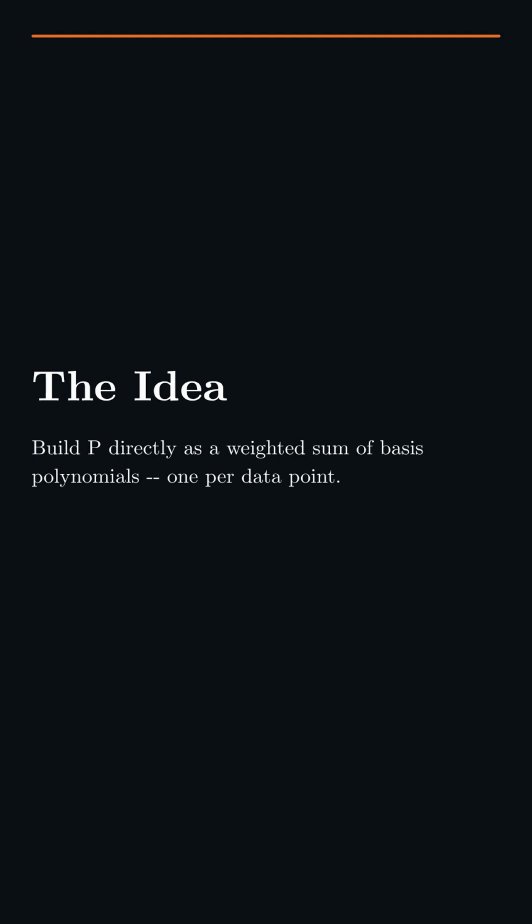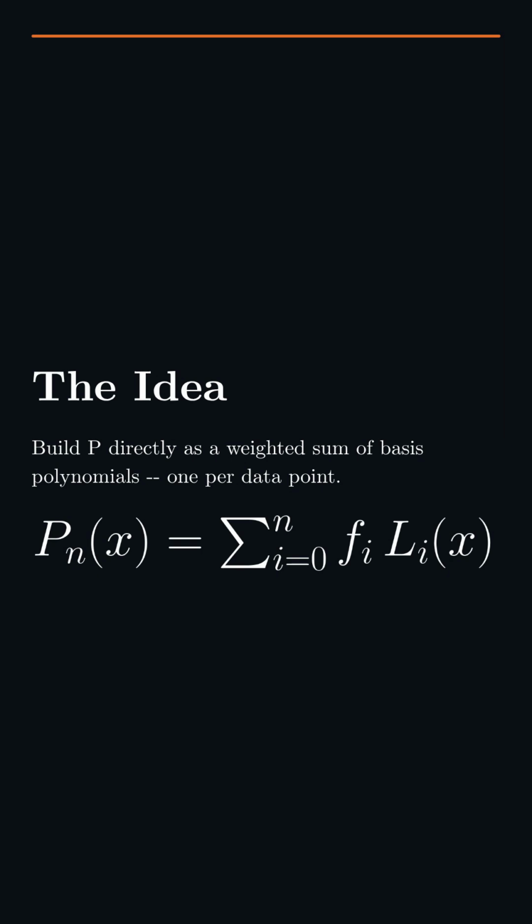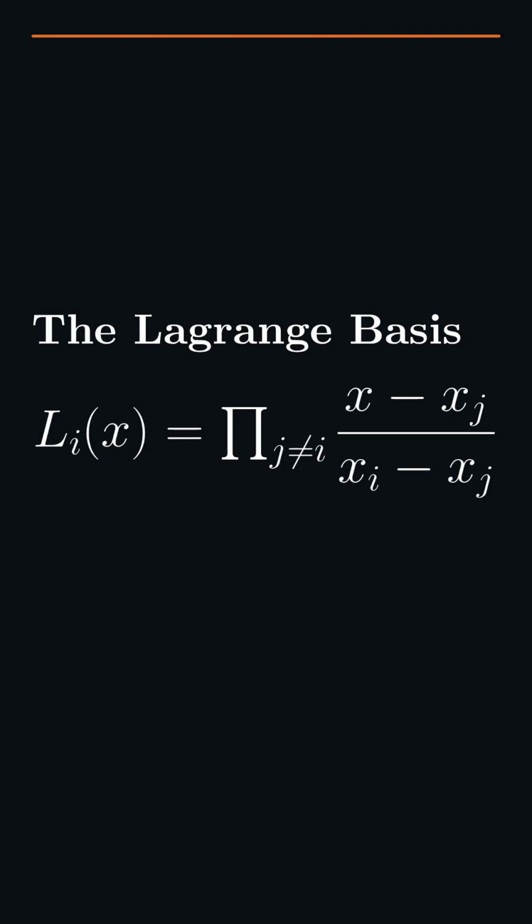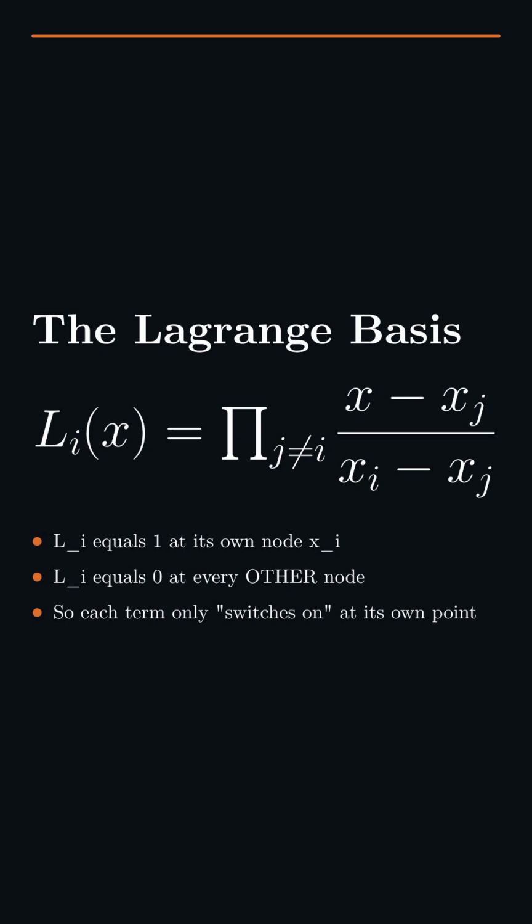Instead of solving a big system of equations for the polynomial's coefficients, build P directly as a weighted sum of basis polynomials, one basis polynomial per data point. P sub n of x equals the sum over i of f sub i times L sub i of x. Each L sub i is built from a simple product. L sub i of x is the product over every other node j of x minus x sub j divided by x sub i minus x sub j. The key property, L sub i equals 1 at its own node and 0 at every other node. So in the sum, each term only switches on right at its own data point.